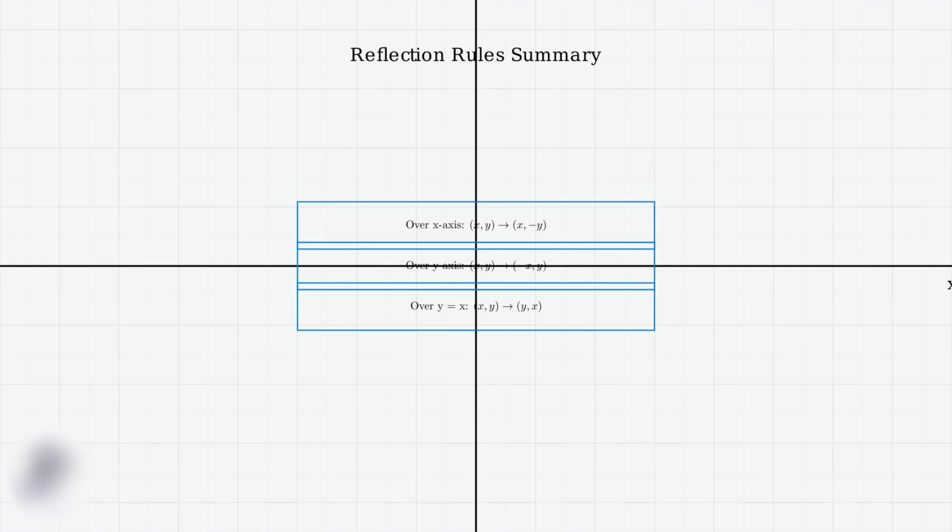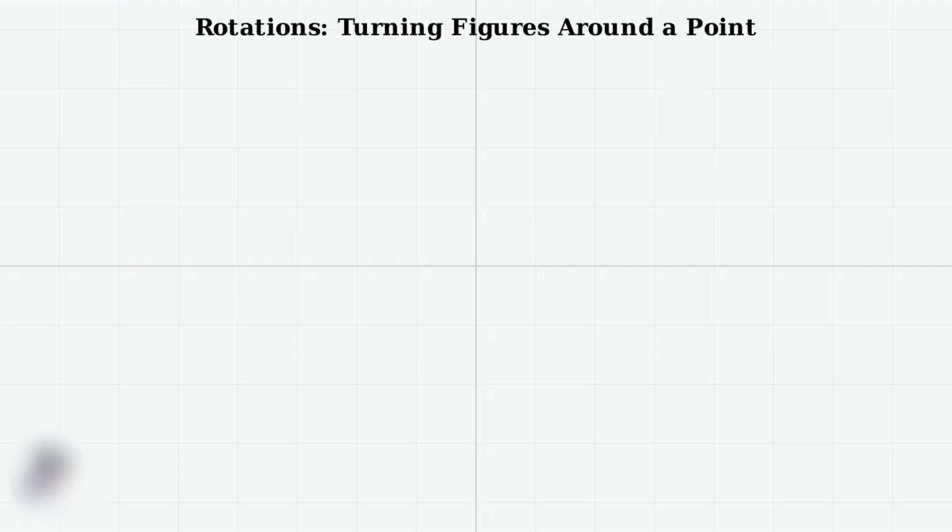Understanding reflections and how they transform coordinates is essential for mastering geometric transformations. Remember the 3 key rules. Over the x-axis changes y to -y, over the y-axis changes x to -x, and over y equals x swaps the coordinates.